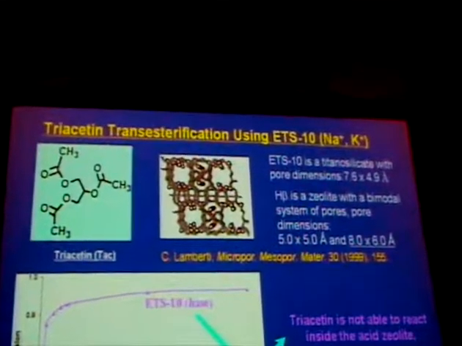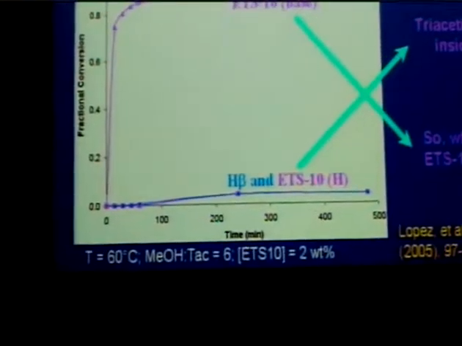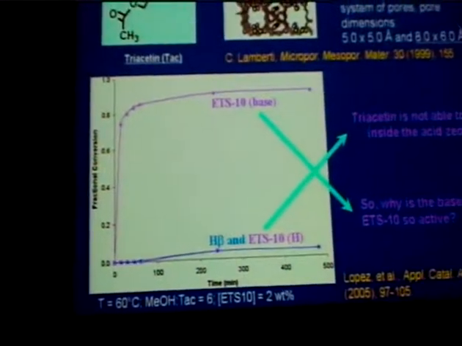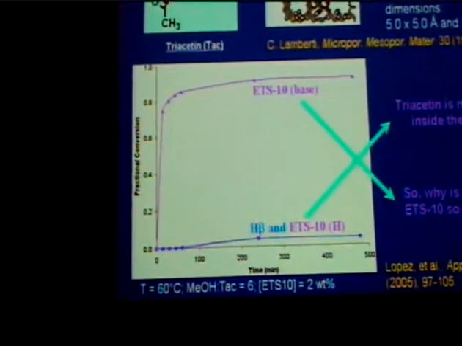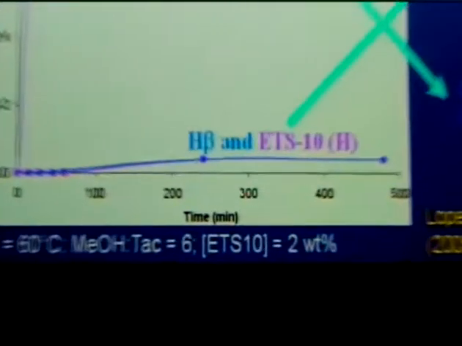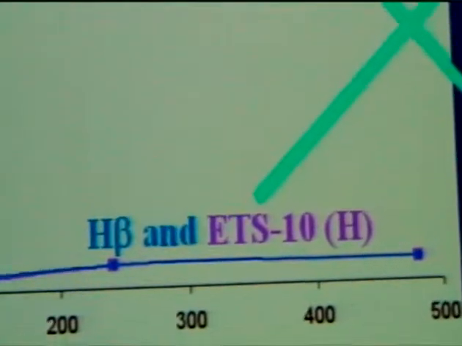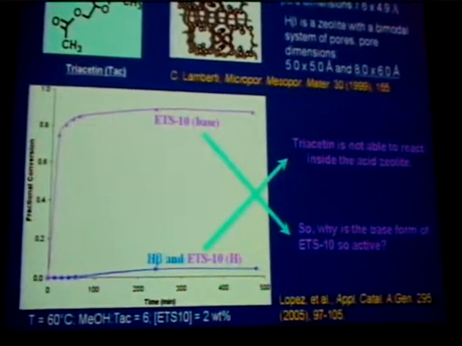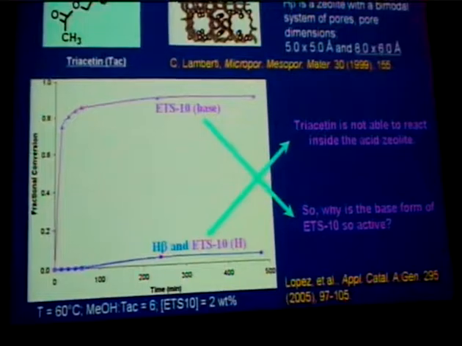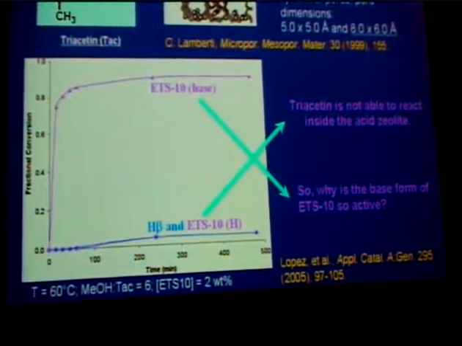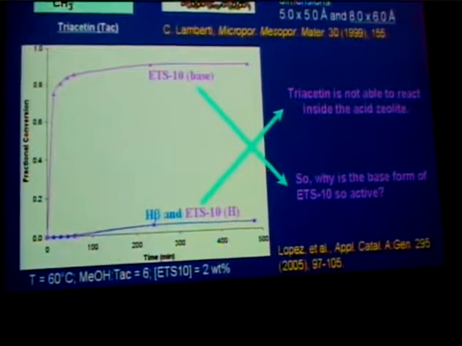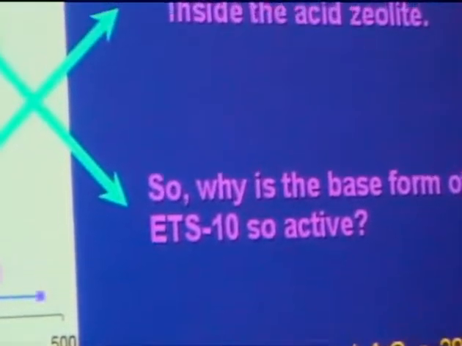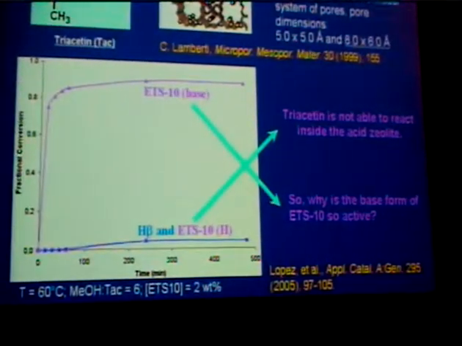We tried both the base form of ETS-10 and the acid form of ETS-10. And at the beginning, it was no surprise that the base form has a huge activity compared to the acid form. But then we tried also a zeolite that is known for its acidic properties, H-beta. And we found that the activity of this zeolite and ETS-10 were parallel. That is surprising, because everybody knows that the acidity of this zeolite is much higher than the acidity of this other one. So the conclusion of the study was that even though triacetin, this small molecule, was able to enter the pores of this titanosilicate, the reaction really wasn't happening inside the pores.